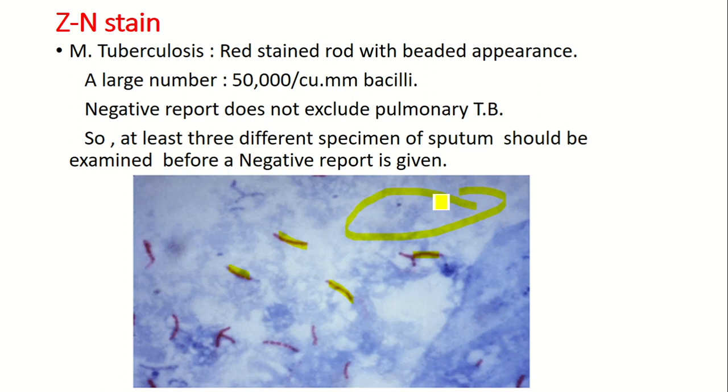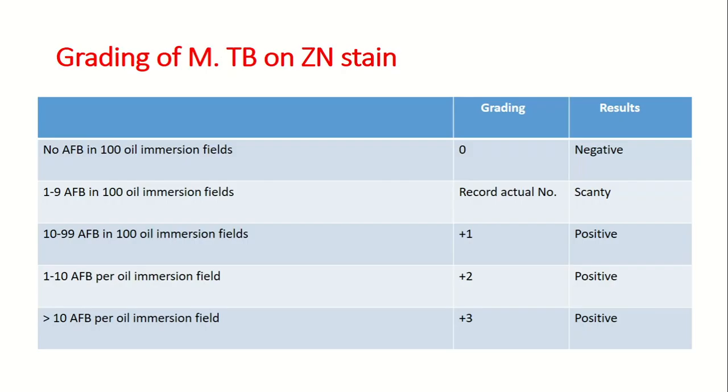But here it should be a large number, like 50,000 per cubic mm, and if the number of bacilli is less than this, it is not going to be detected. So sometimes a negative report doesn't exclude pulmonary TB. So we do at least three different sputum smear examinations for ZN stain, and once all three are negative, then we give a negative sputum report.